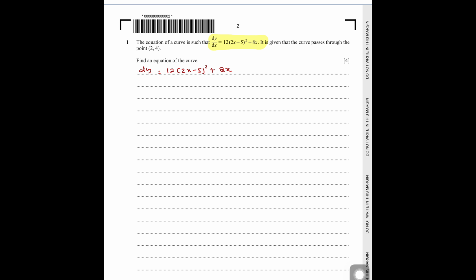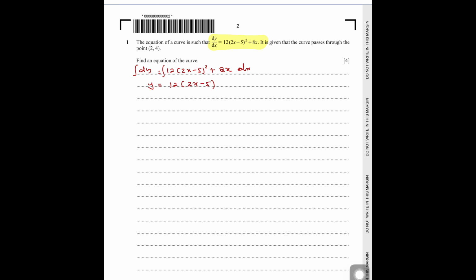So the first thing I'll do is copy down the equation of the curve, which is dy/dx = 12(2x - 5)^2 + 8x. Since I need to find the equation of the curve, I need to integrate it. So I'm sending dx to the other side and integrating both sides. Integration of dy is y, and 12(2x - 5).